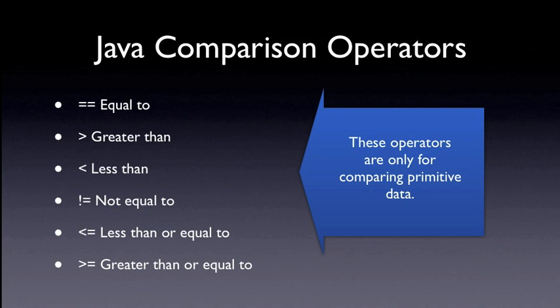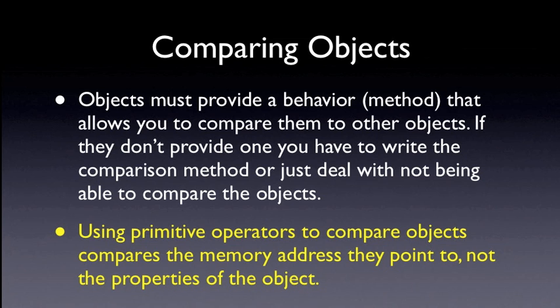And then greater than and less than, you've seen before. If you want to determine if two things are not equal to each other, it's an exclamation point and equal sign. And then there's also less than or equal to and greater than or equal to. And a point in the big blue arrow on the right-hand side. One thing you should know is that these operators are only for comparing primitive data. In other words, comparing things like ints, doubles, and characters. If you need to compare strings or you need to compare objects, then you need to get to the next slide. So let's talk about comparing objects.